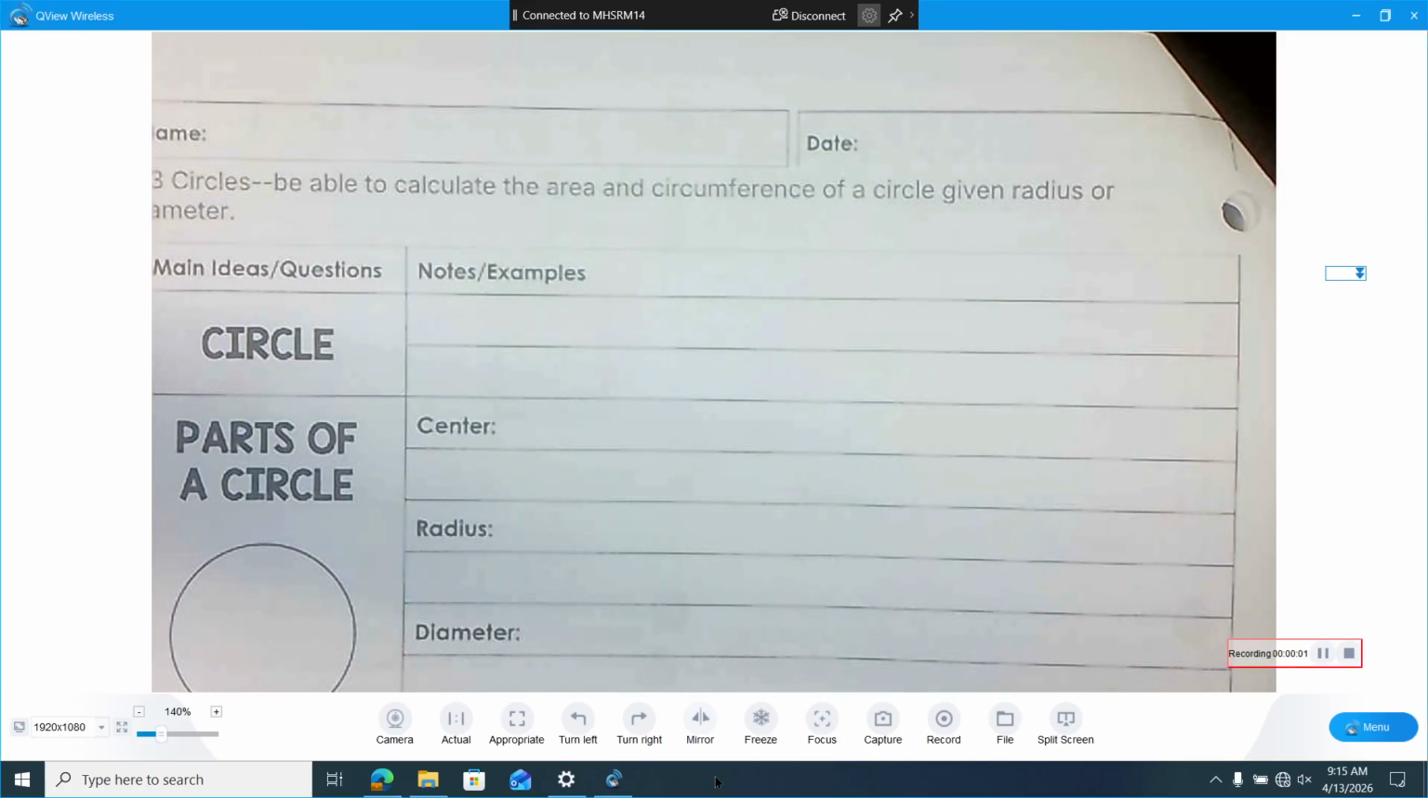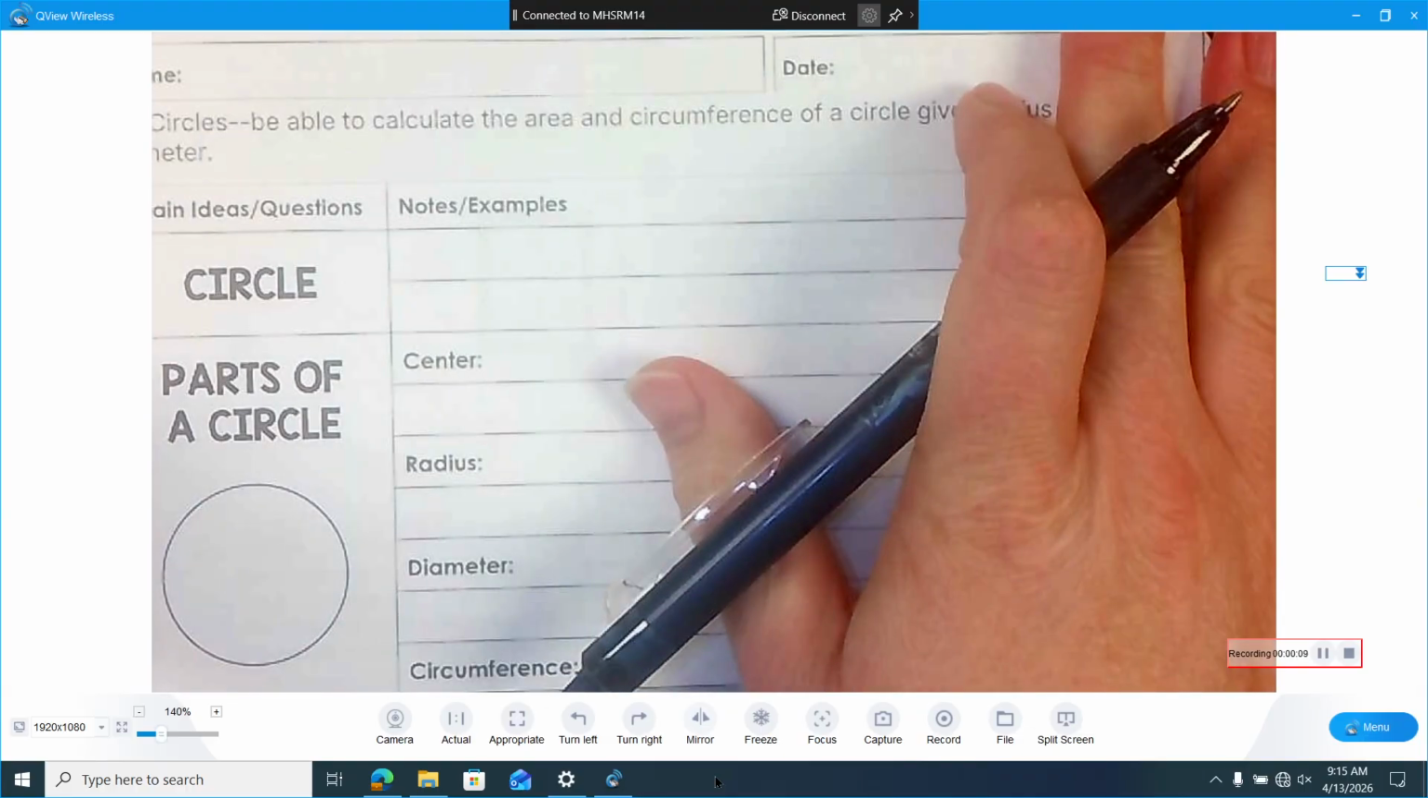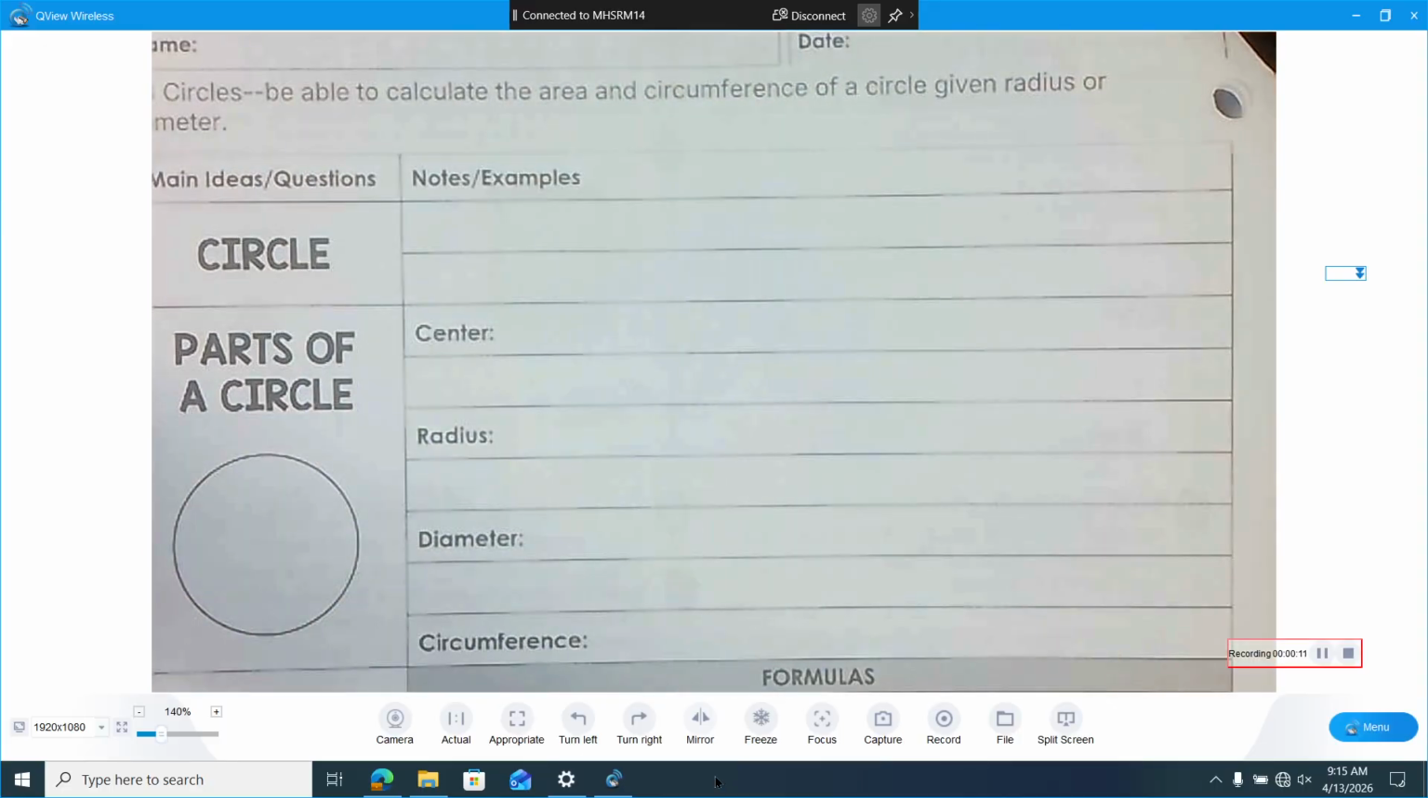You guys on your calculators, but again, today is going to be pretty darn easy because it is just formulas. So if you know the formula, it's pretty easy to do.